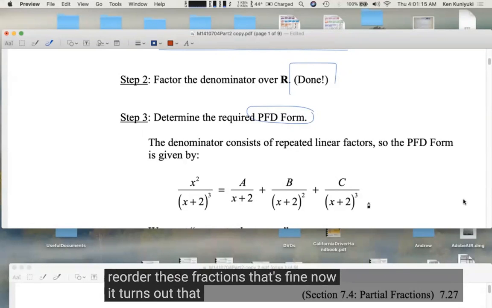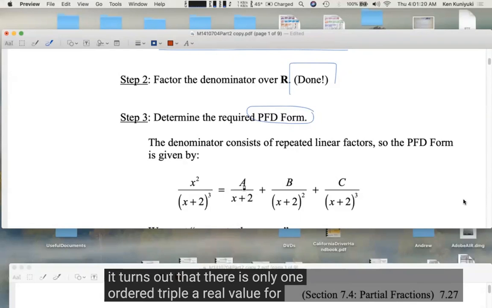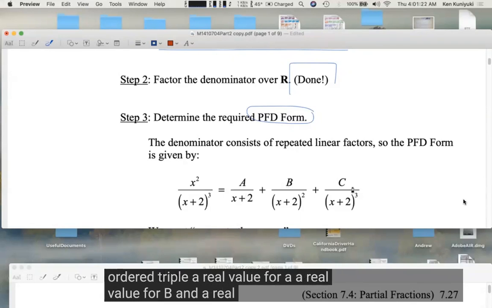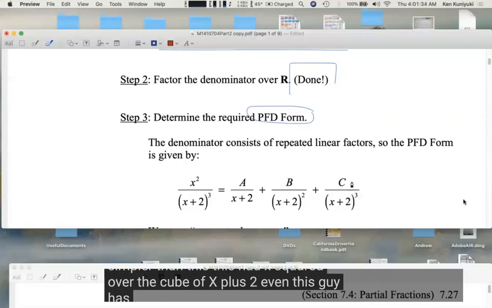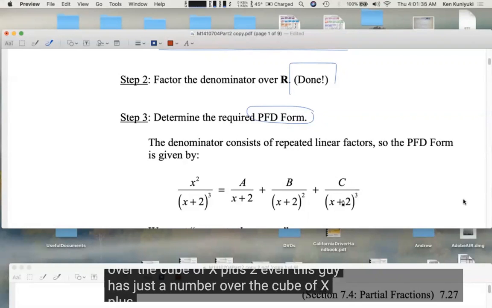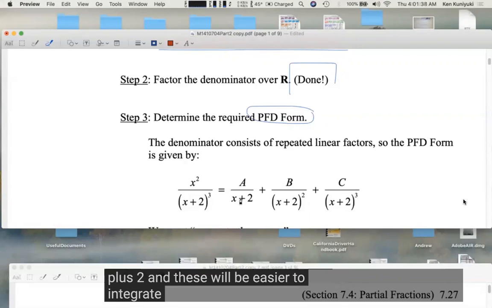Now, it turns out that there is only one ordered triple, a real value for A, a real value for B, and a real value for C that will make the right side equivalent to the left side. Remember, all of these are simpler than this. This had x squared over the cube of x plus 2. Even this guy has just a number over the cube of x plus 2. And these will be easier to integrate in calculus 2.